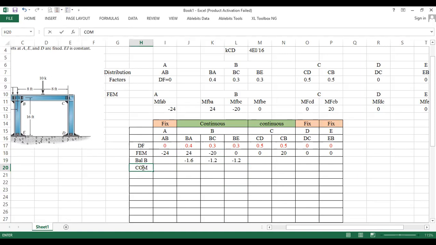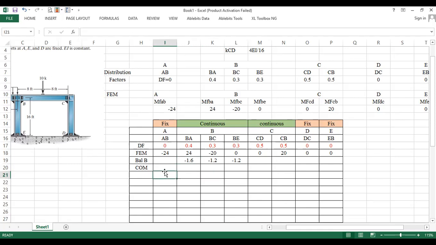Carry over moment, right? BA is continuous. Its neighborhood is AB. Carrying over is always done within the same beam, same neighborhood. If it is BA, BA's same neighborhood is AB. You need to swap the letters. BC's neighborhood is CB, not BA or any other. BE's neighborhood is EB. You need to just swap the letters.